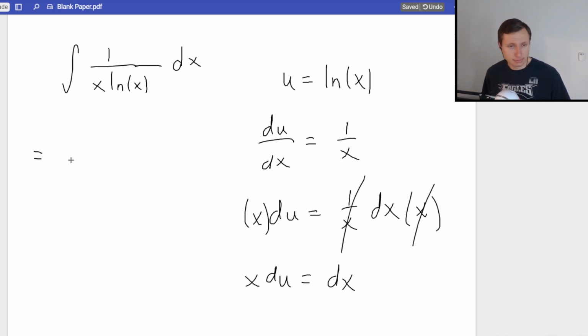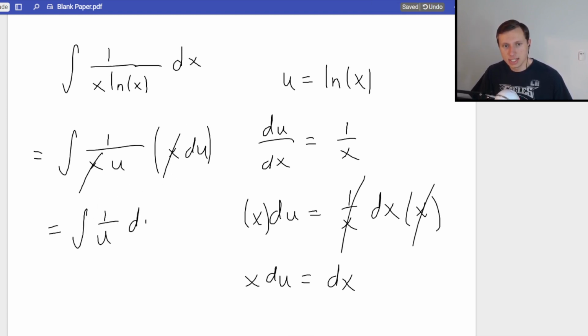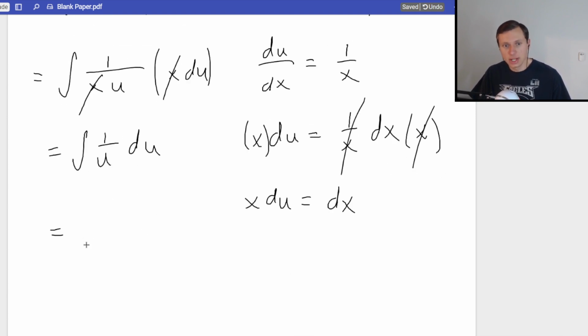So now where are we? We have the integral of the numerator stays the same, 1. The x in the denominator we do not touch, but the natural log of x gets replaced with u. And we said dx just got replaced with x times du. So question, did the x's cancel? Yes, they do. This x is in the numerator, that x is in the denominator. Great. We have the integral of 1 over u du, which again is very straightforward. It's just the natural log of the absolute value of u plus c.